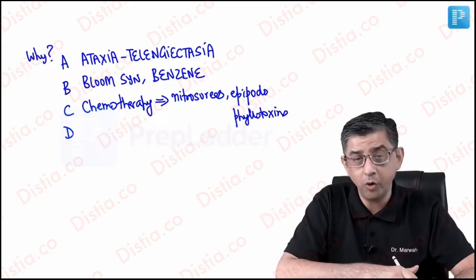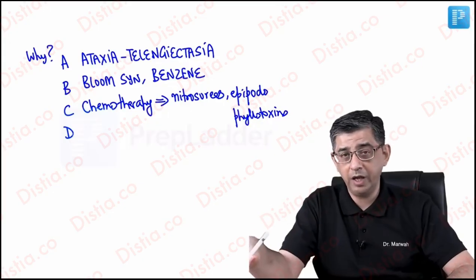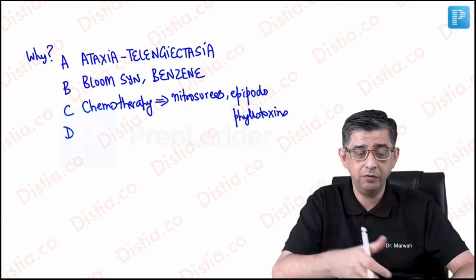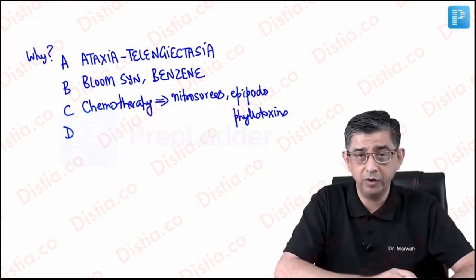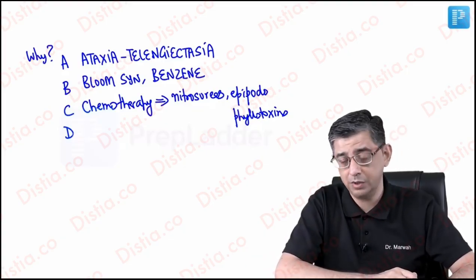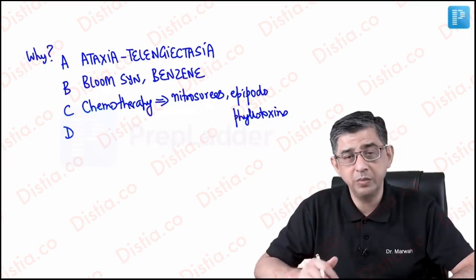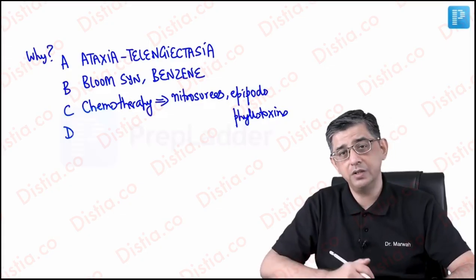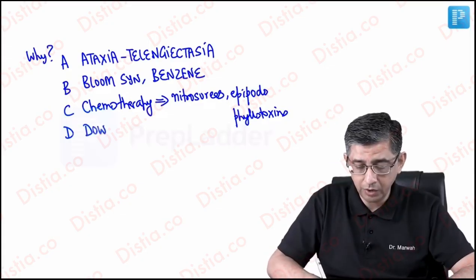This is akin to what I have described even in acute myeloid leukemia, where I described a person who had received topoisomerase 2 inhibitors and developed AML subsequently, or he had received, let me say, alkylating agents and ended up with development of acute myeloid leukemia subsequently. So the concept behind point number C here is secondary malignancy. D is relatively easier, Down syndrome.